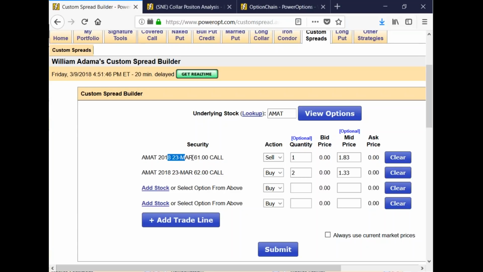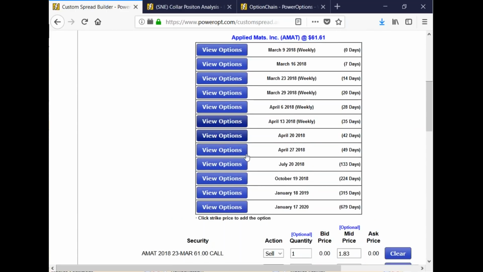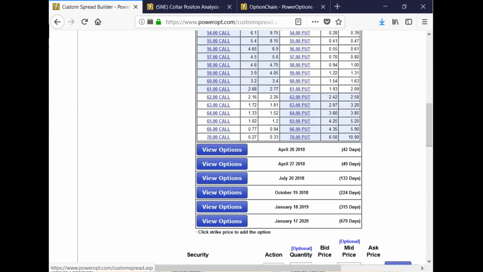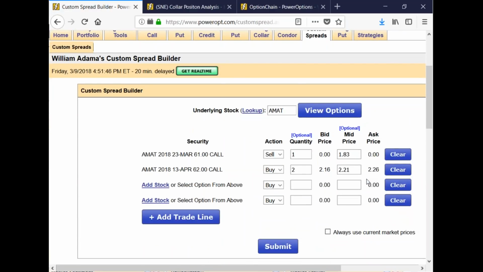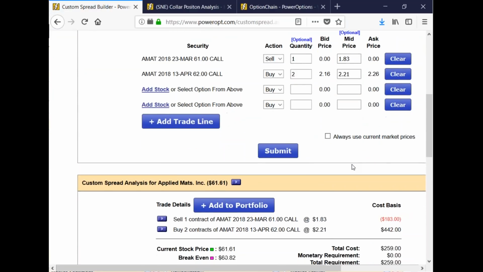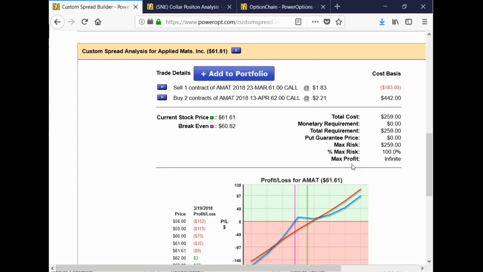Now, could I do this in a combination where I'm buying 2 that are out to April and selling 1 to March? Well, sure, but remember, this cost is going to be 3 times higher now because I'm buying further out in time. Let's buy 2 April 13th, 62 calls at 215, okay? So instead of buying the same expiration, we buy those and pay about $440. We get the 183 back.